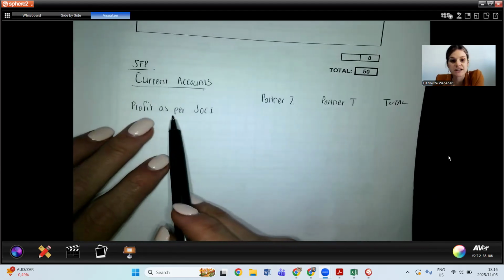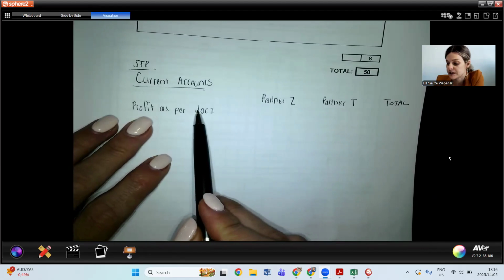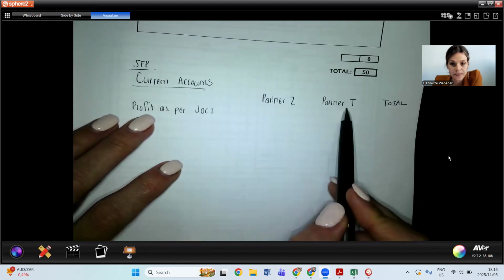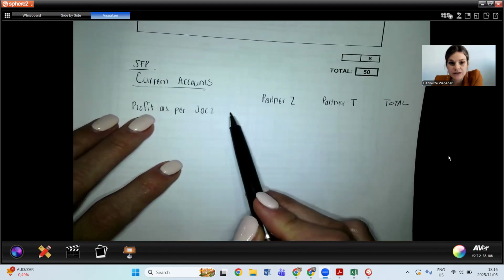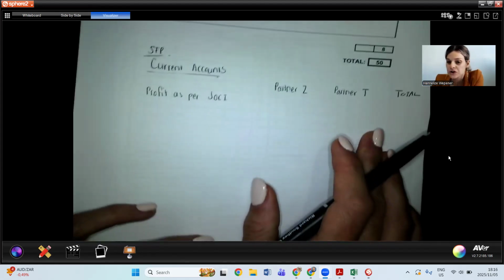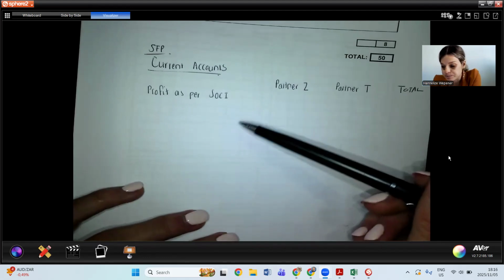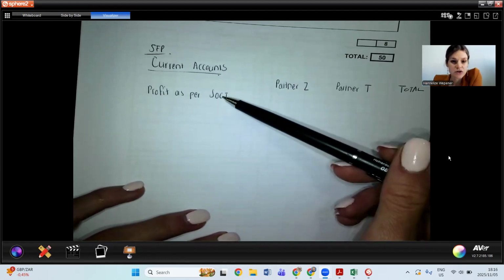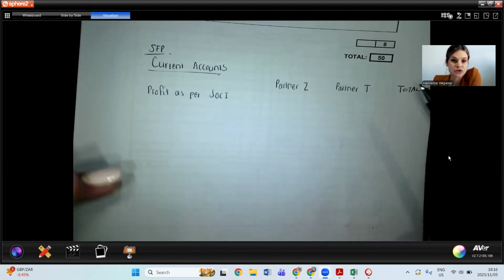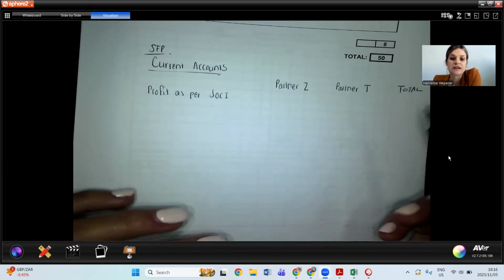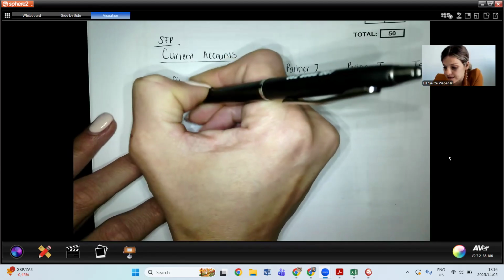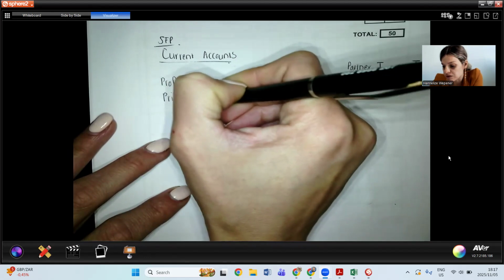So you want to take your profit as per your statement of comprehensive income, and you now want to distribute that between the two partners. But the two partners earn primary distribution and they also earn final distribution. Primary distribution says that no matter what my profit is, or if I made a loss, my partners are entitled to certain earnings. So the non-negotiables, that is your primary earnings. They must get that. So primary distribution.